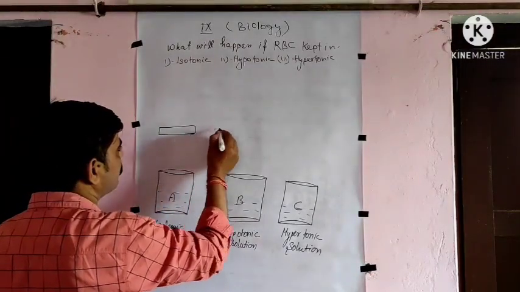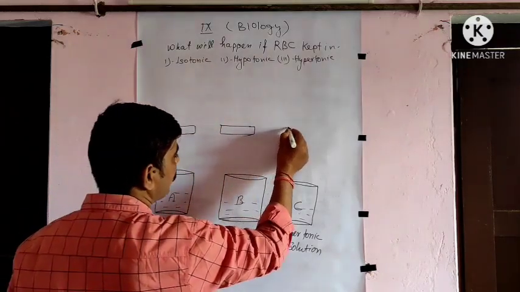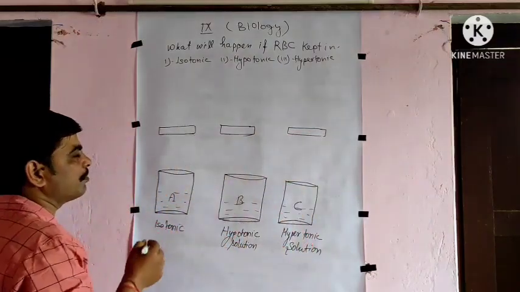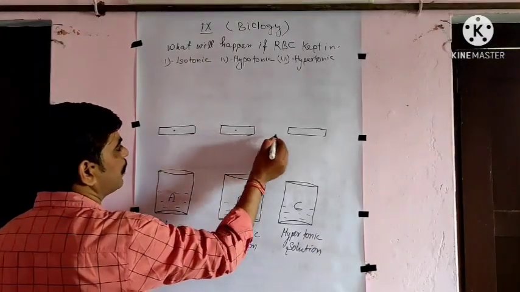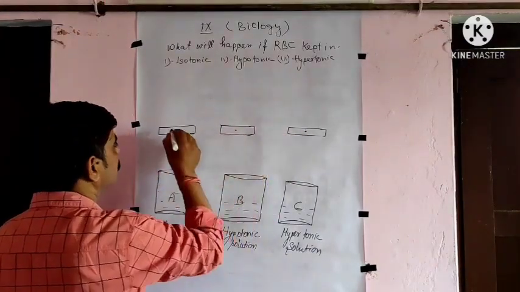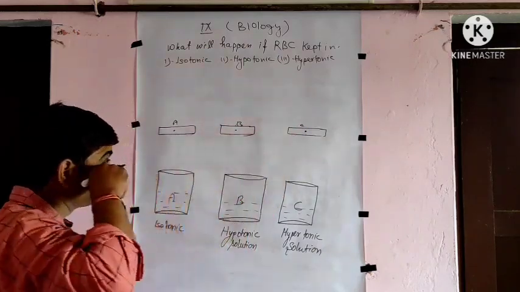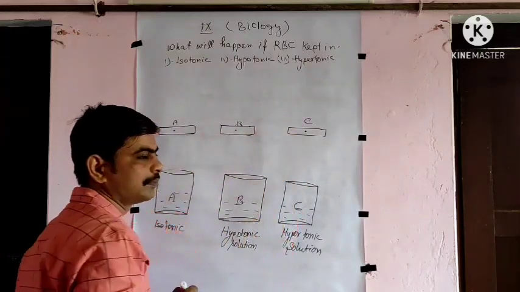Take out some drop of blood. You will have the slide in lab. This you can observe with the help of microscope. Drop some blood on all the slides A, B and C. This is slide C.